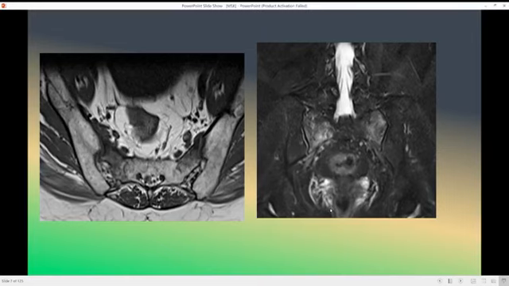It is as they said, it is a sacral insufficiency fracture. And you see edema here in both sides of the sacrum. It is a sacral insufficiency fracture, and it is the Honda sign. And we move to the next case.